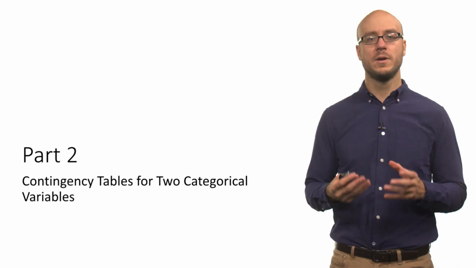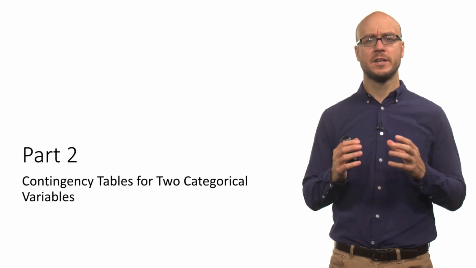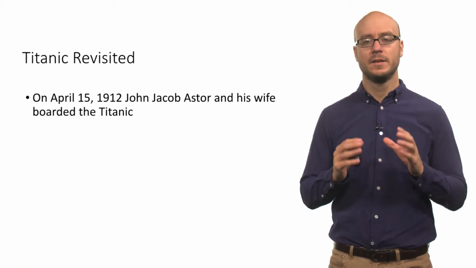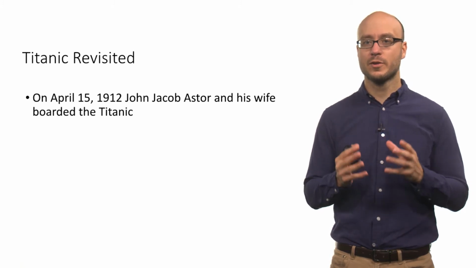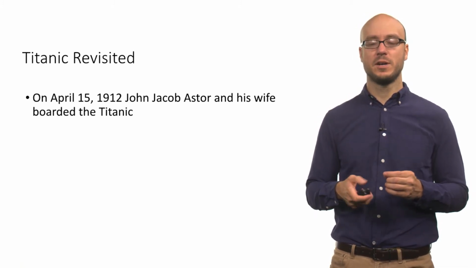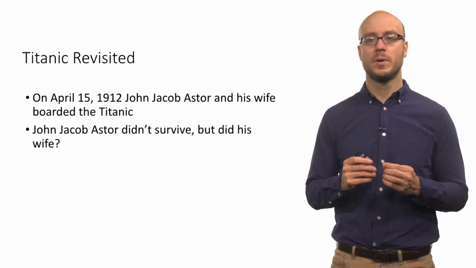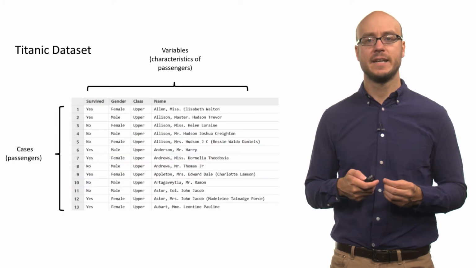For part 2 of this week on our discussion of categorical data, we will look at contingency tables for two categorical variables. So let's look at the Titanic data set again. As we talked about earlier, in 1912, the Harvard graduate John Jacob Astor and his wife boarded the Titanic. He didn't survive, but we might ask, did his wife? Let's examine the Titanic data set again.